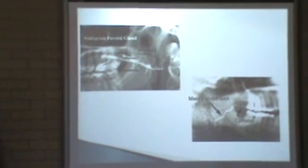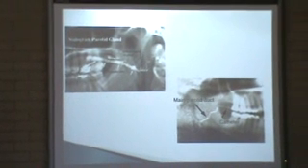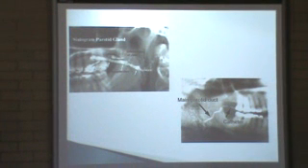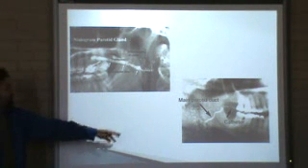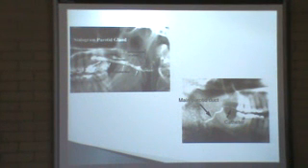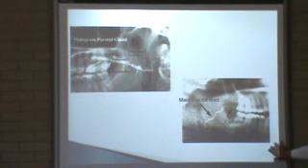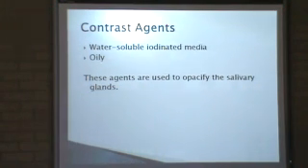Here is a sialogram of a parotid gland. See some inflammation there, irregular duct, and then here's the main parotid duct with the catheter for the injection of the contrast media. Okay. Now we're going to talk about the contrast agents.